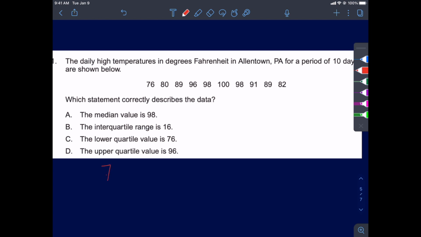Smallest number, 76. It's the only number in the 70s, and then 80 is next, crossing the numbers off as we go. 82 is next. I see two 89s. Throw those on there next, cross those off so we don't repeat them. Okay, then I see 91, 96, two 98s, and 100. All right, that crosses everything off.